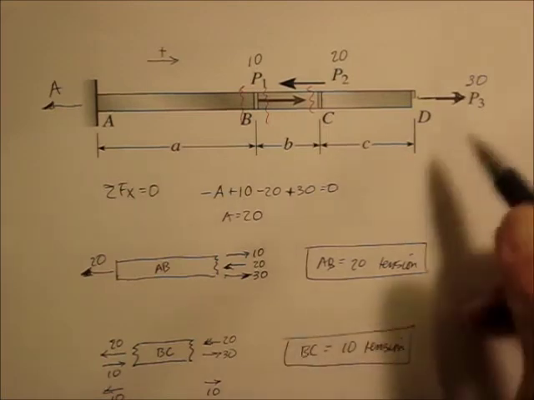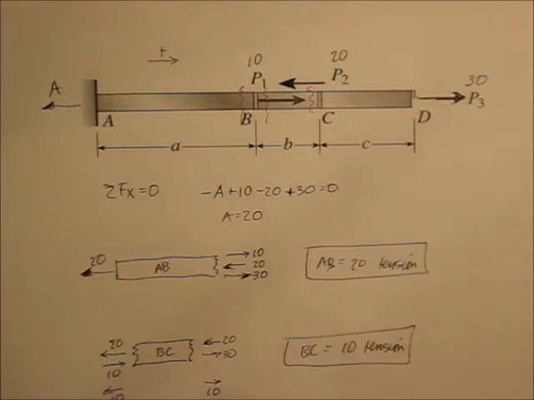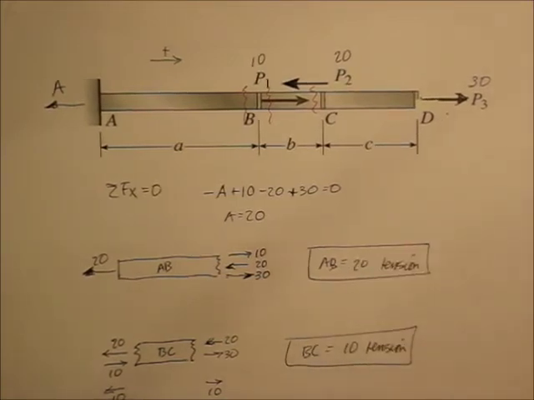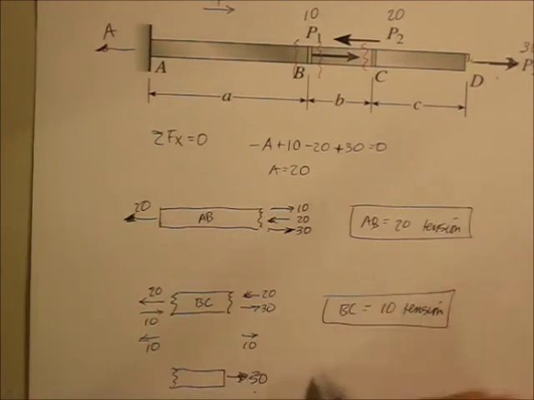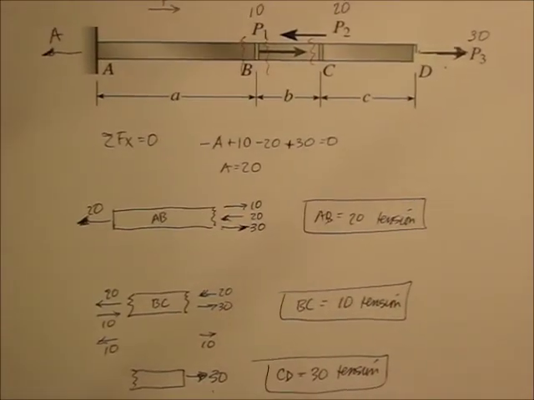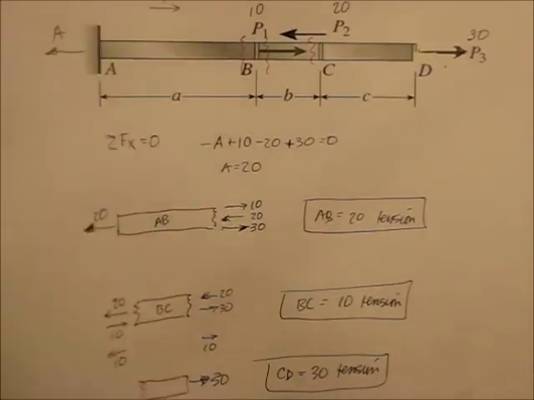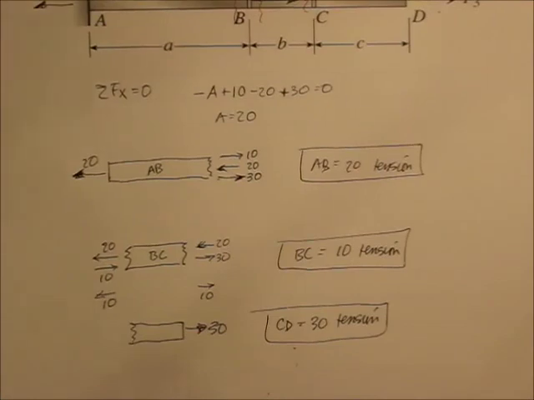Alright, then the last one is very easy because we know that 30 is over here. By observation I can say that CD is equal to 30 in tension. Then of course to do your deltas, once I know the force, I can do my deltas as PL over AE.